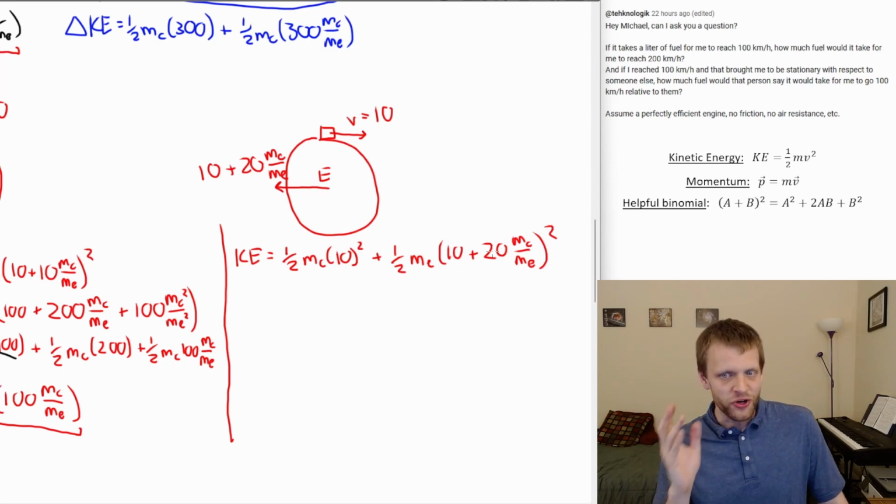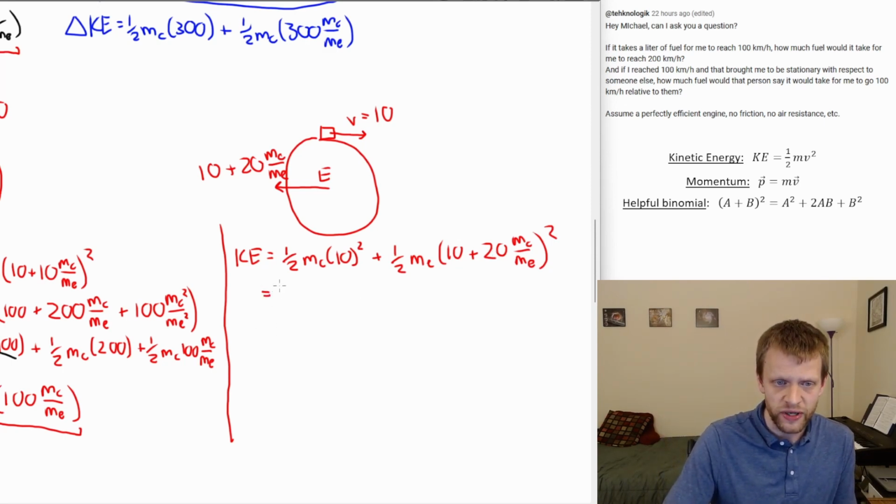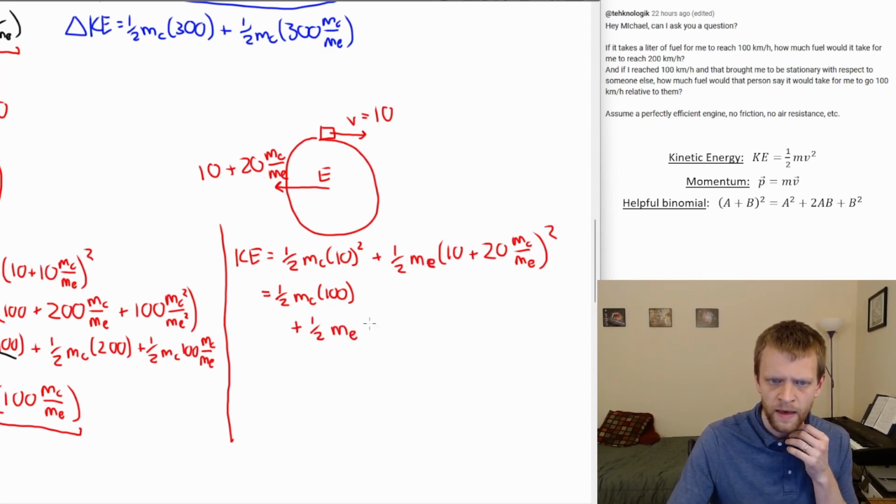Once again, we're going to have to use this binomial theorem. So let's see what we can put together. For the car, we've just got 1/2 the mass of the car times 100. And I'm going to write this one underneath. So we have plus 1/2 the mass of the Earth. Let me make sure it's clear that this is the mass of the Earth.